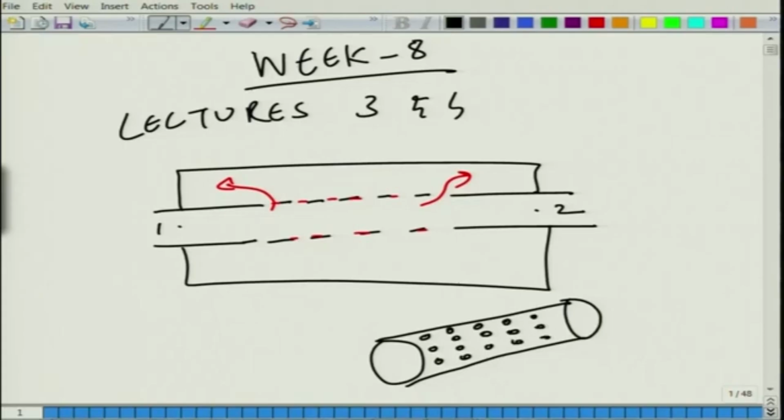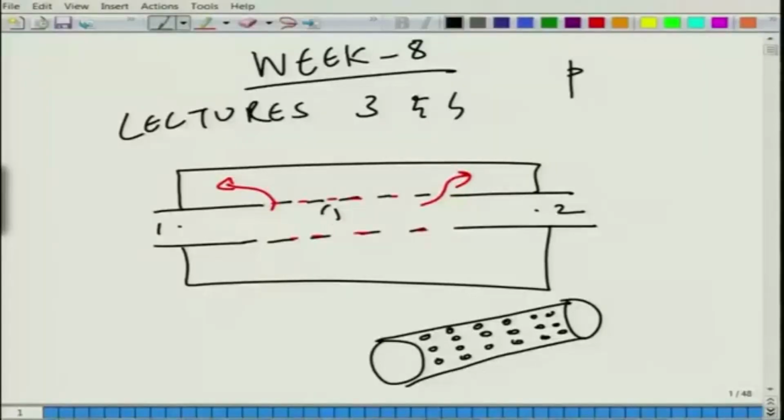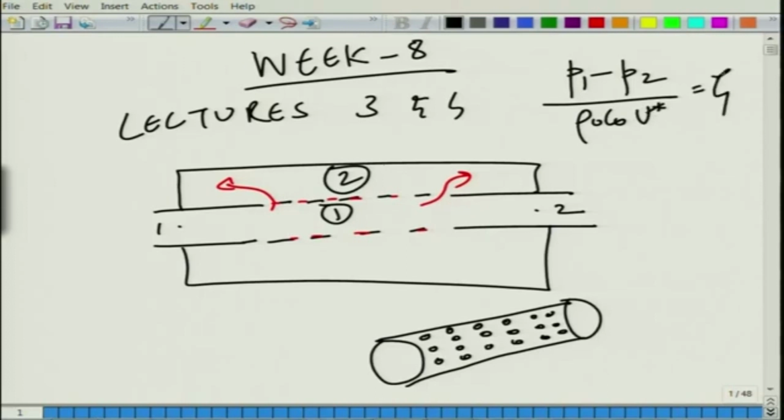the perforates, and before we even attempt to solve this, we have to overcome an important hurdle, and that is the perforate impedance, if we call this region 1 and this region 2. So, this is P1 minus P2 divided by rho naught C naught u star, which is the radial velocity, which is zeta. So, zeta has been a subject of several investigations for almost 40-50 years.